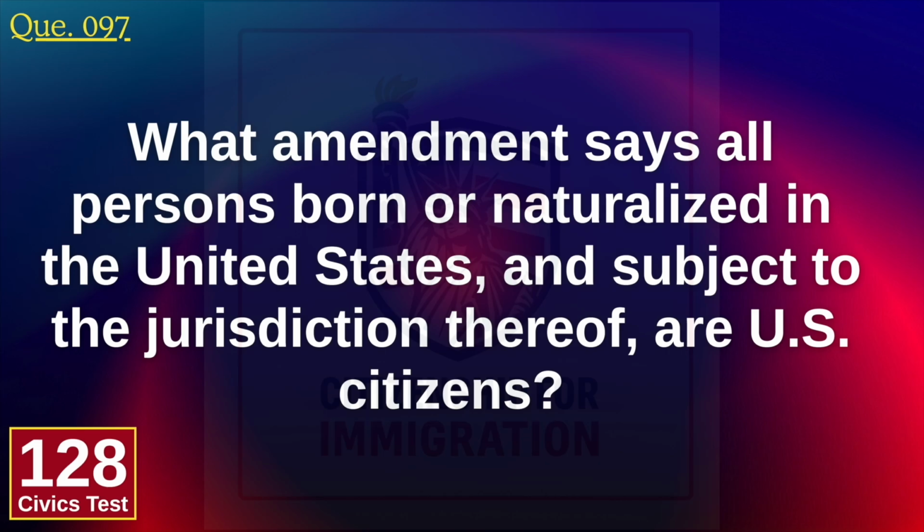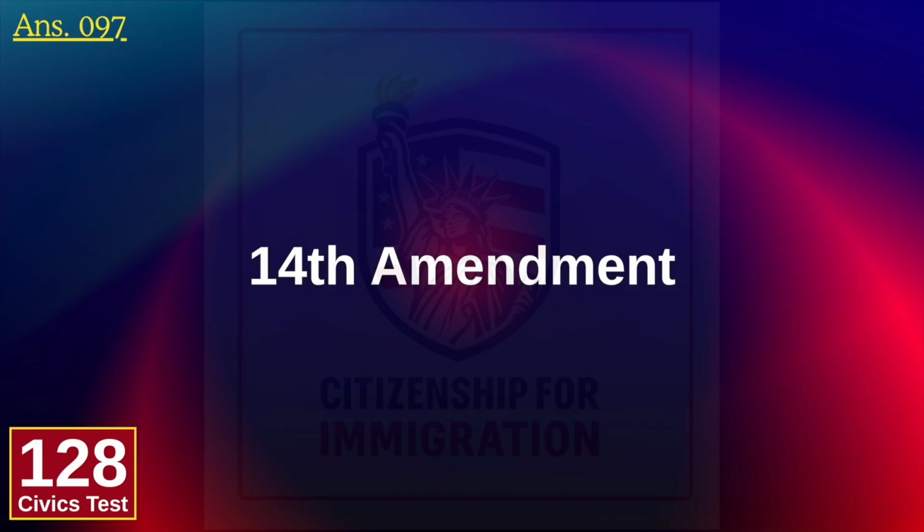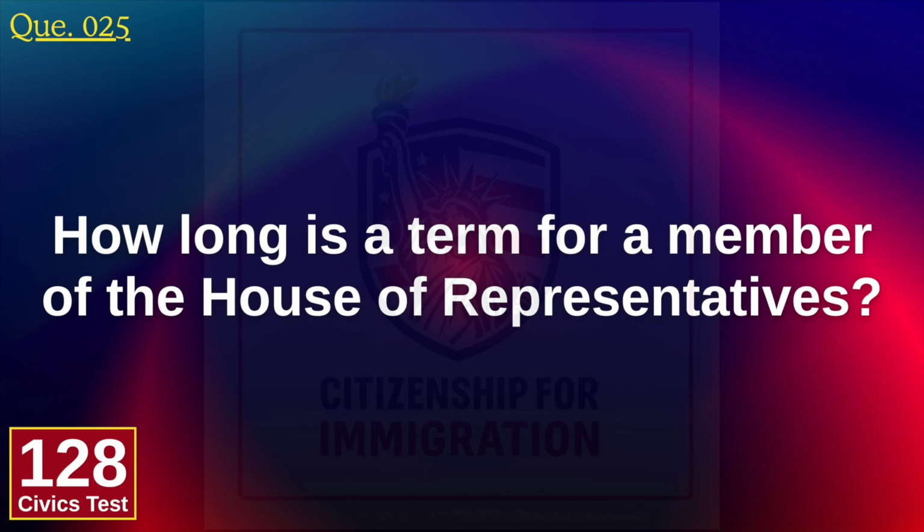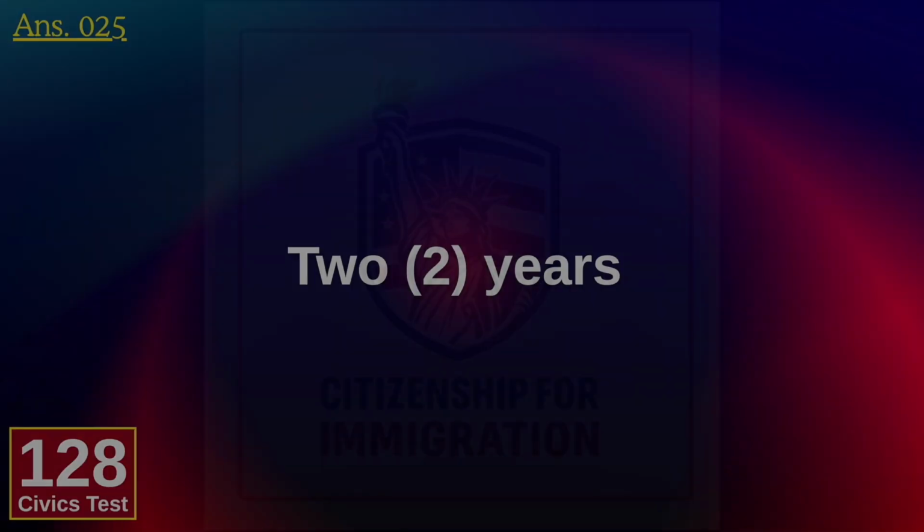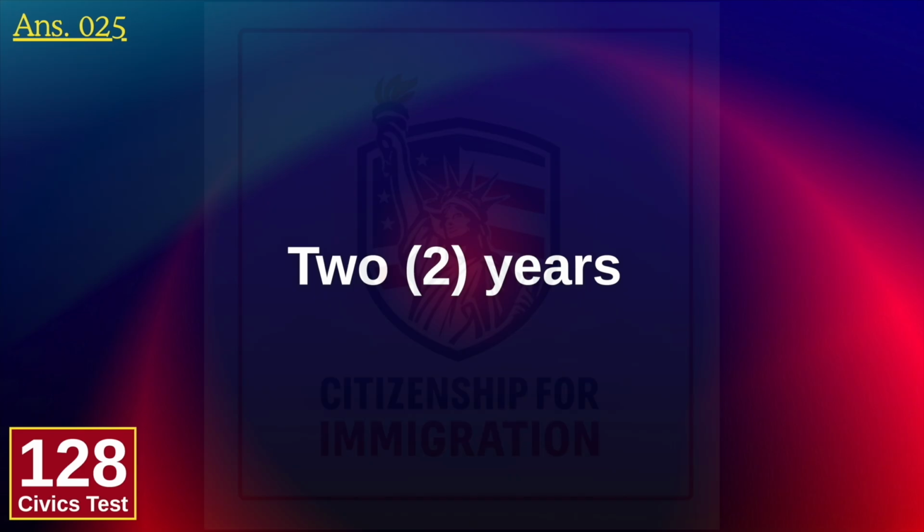What amendment says, all persons born or naturalized in the United States, and subject to the jurisdiction thereof, are U.S. citizens? Fourteenth Amendment. How long is a term for a member of the House of Representatives? Two years.